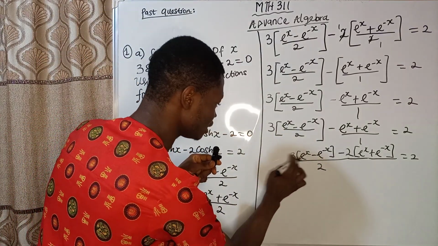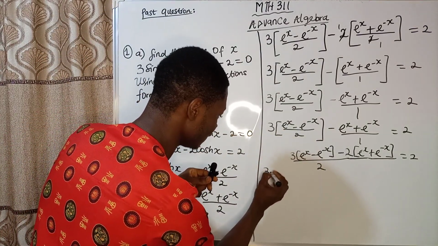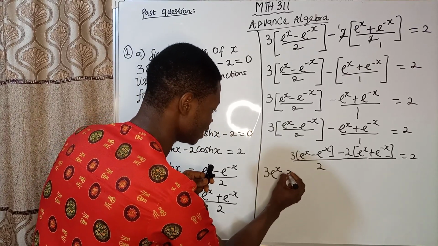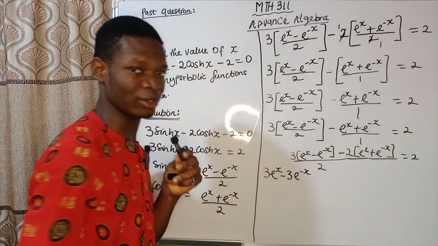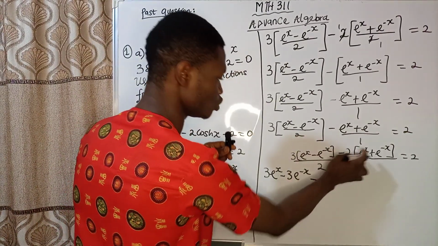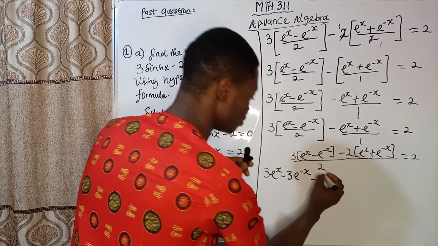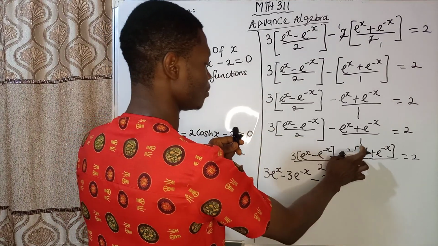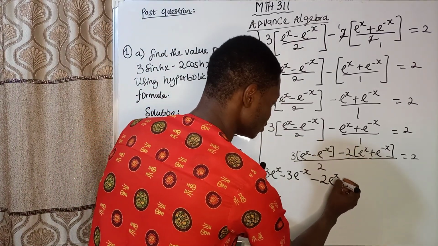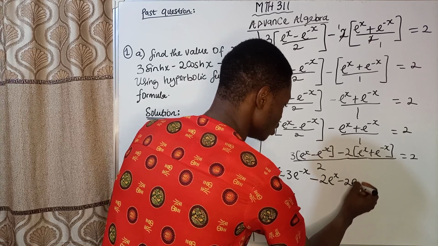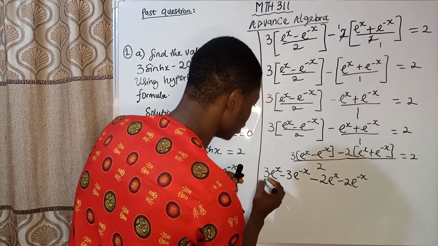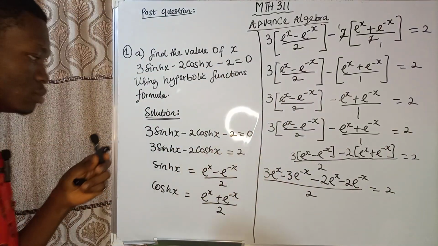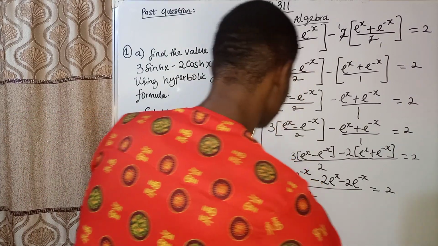So we are going to have 3 times this: 3 e raised to the power of x. 3 times minus e raised to the power of minus x is minus 3 e raised to the power of minus x. Then minus, we open the bracket. 2 times e raised to the power of x is minus 2 e raised to the power of x. Minus 2 times e raised to the power of minus x is minus 2 e raised to the power of minus x, all over 2 is equal to 2. So let us clean this side.